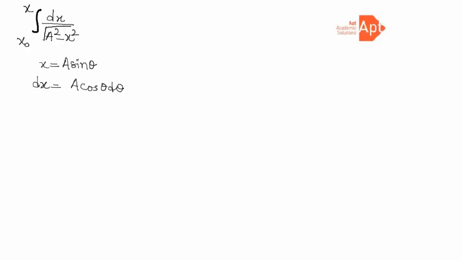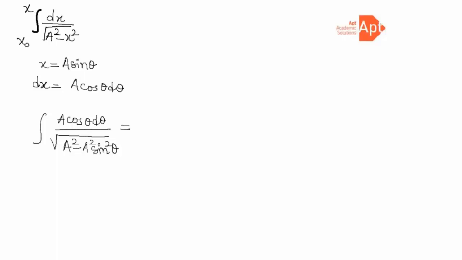Let's see the integration of dx upon under root of a square minus x square between x naught to x. Let's substitute the value of x as a sine theta. So the value of dx will be, we are just differentiating it, a cos theta d theta. On substituting the values, we have a cos theta d theta divided by root of a square minus a square sine square theta.